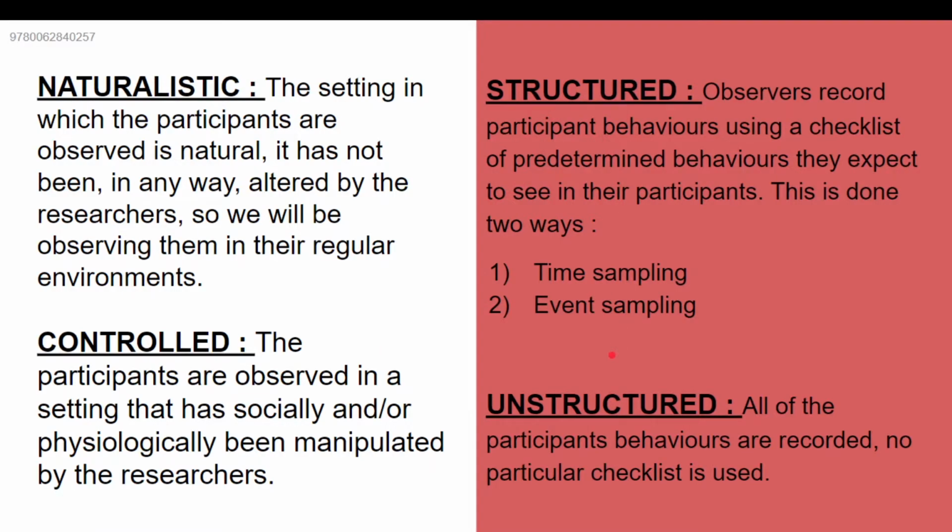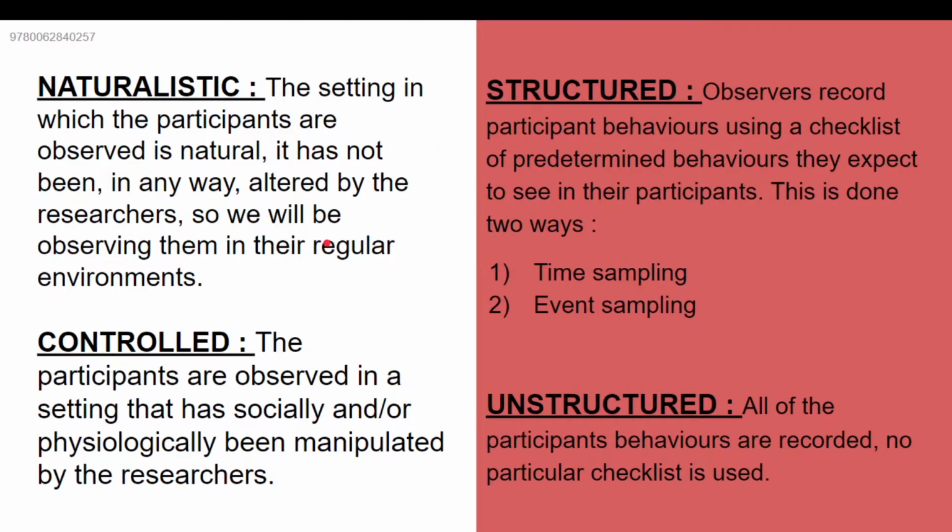Then we come to the method of data collection. There are 2 ways in which we collect data. One is a structured observation, in which we record the participants' behaviors in a sort of checklist. It's a behavioral checklist in which there is a list of behaviors that we have predetermined. There are 2 ways that this checklist is formed. It can either be time sampling, so you will have short time intervals of, for example, 30 seconds, 1 minute, 1 minute and 30 seconds, 2 minutes, 2 minutes and 30 seconds, and so on and so forth.